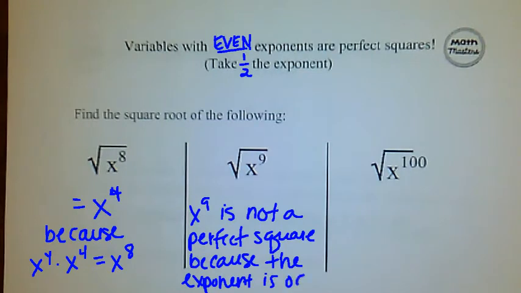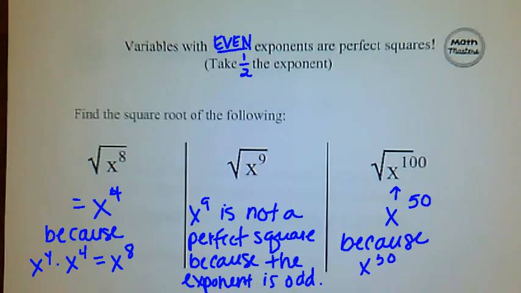And lastly, we have x to the 100th. Again, we just do half of this. So this would equal x to the 50th. And of course, that is because x to the 50th times x to the 50th equals x to the 100th. Again, this is just to get you understanding how to take a square root of a variable with an exponent.